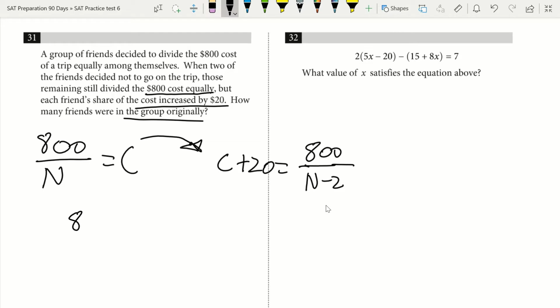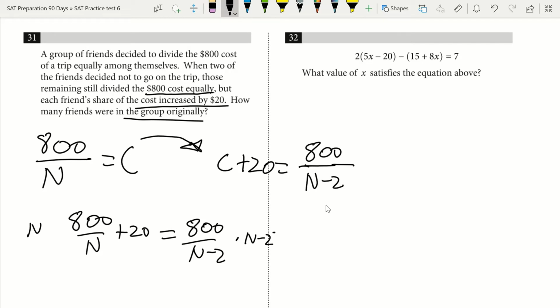So when we do that, we're going to have 800 over N plus 20 equal to 800 over N minus 2. At this point, we've got to get all of our N's out of our denominator, so we have to multiply each side by N minus 2 and also by N. So multiplying by N here, that's going to cancel with that 800, so we'll just have an 800 there, and then we'll have plus 20N. And we're multiplying this side by N, that cancels. We've got to multiply our other side by N as well.